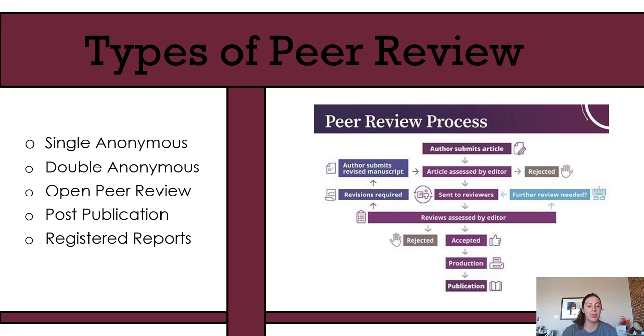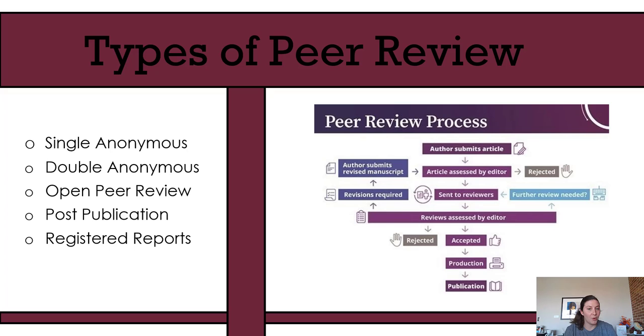The first one is single anonymous. This one is where the reviewer knows who the author is, but the reviewer's identity remains unknown. This is more common in science and medicine journals. A pro for this is that because the reviewers are anonymous, it allows them the freedom to give honest feedback. It could be because, again, they know the author. Maybe they didn't feel comfortable saying something in person, but they can write a review and it can be more critical or a little bit more honest.